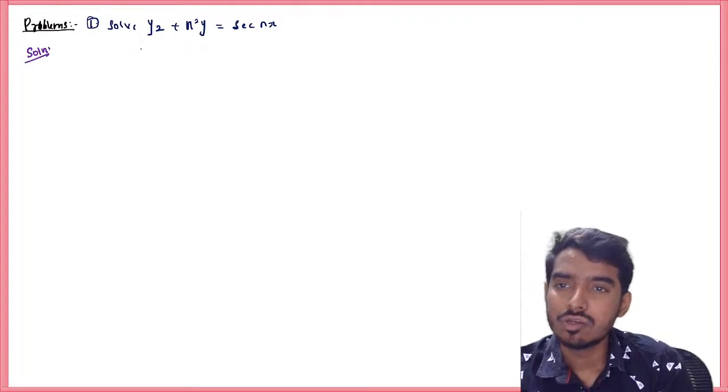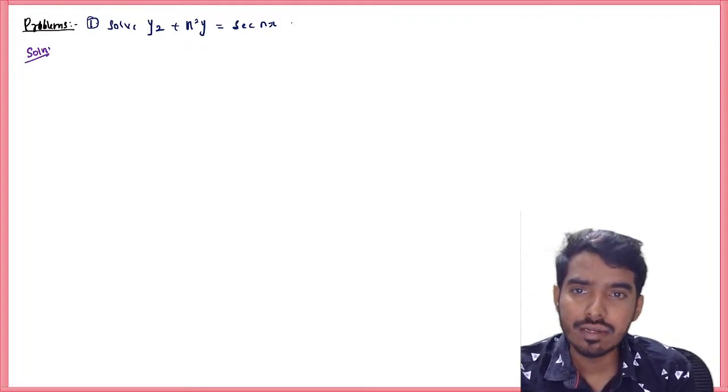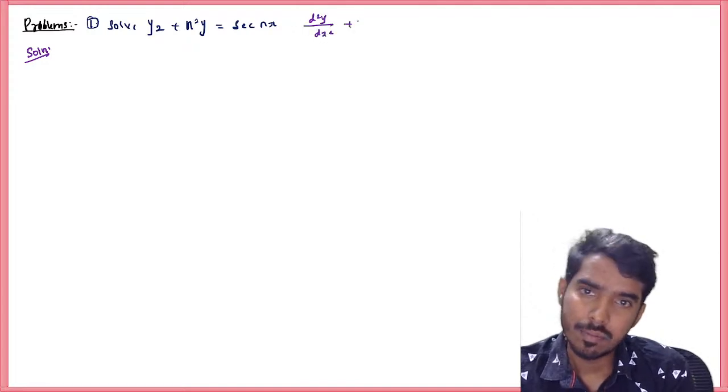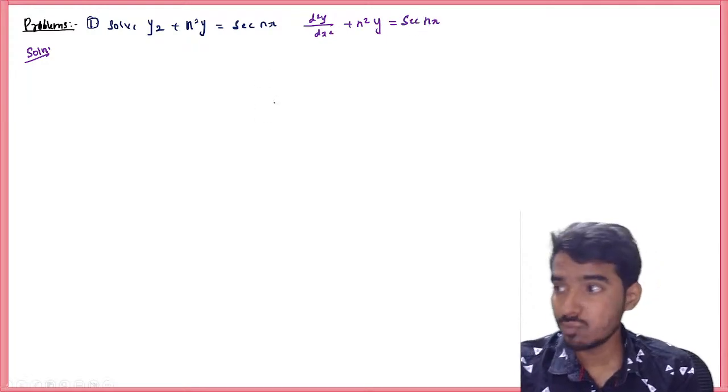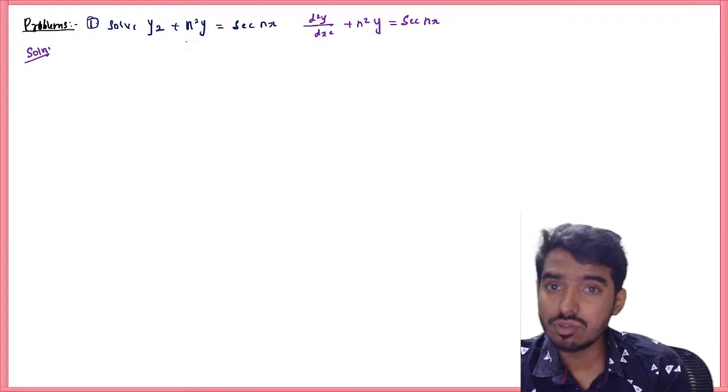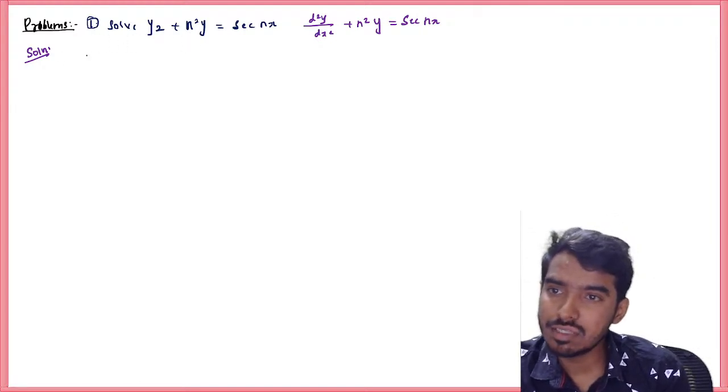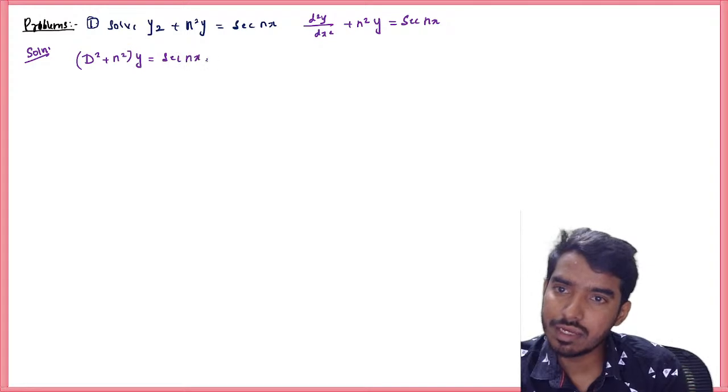Okay, solution. This is same as d square y by dx square plus n square y is equal to secant nx, right? Both are the same. So this equation is the same as d square plus n square of y is equal to secant nx, where d is d by dx, right?